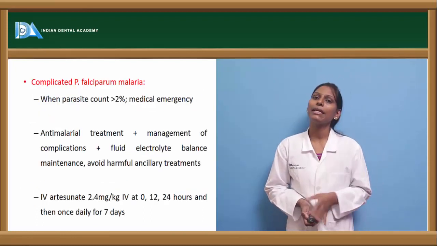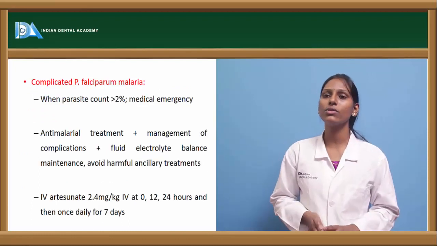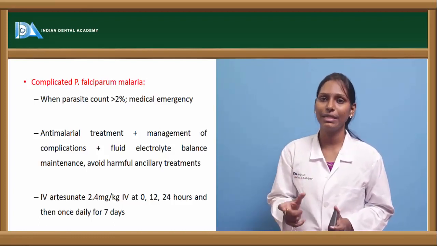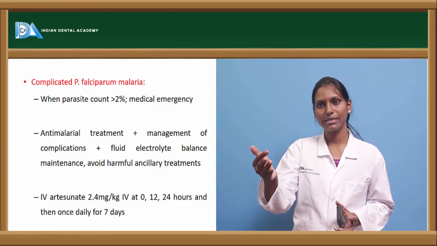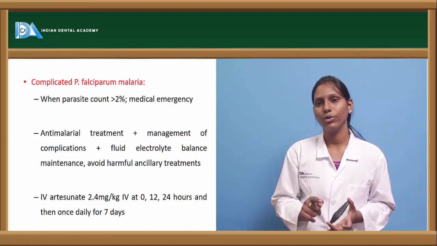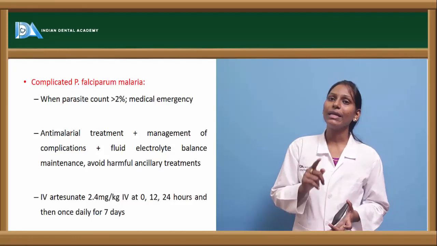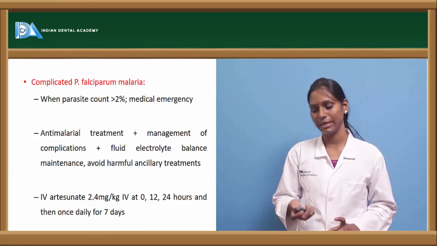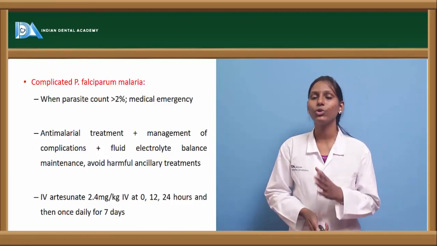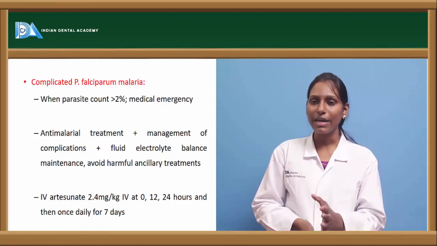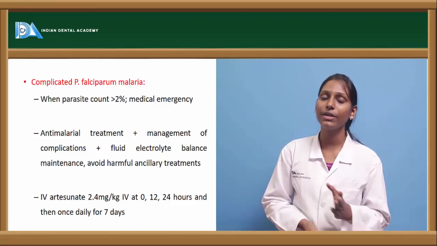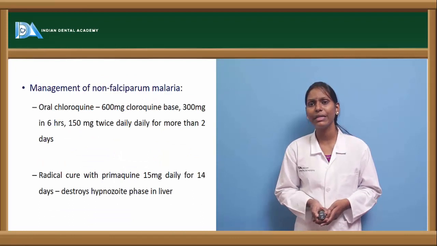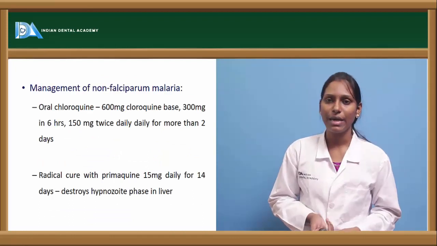Coming to complicated Plasmodium falciparum malaria, when the parasite count is greater than 2%, it is a medical emergency and has to be treated immediately. Anti-malarial treatment, which has been discussed earlier, plus management of the complications, is needed. Fluid and electrolyte balance has to be maintained, and any harmful ancillary treatments should be avoided. IV artesunate can be given at 2.4 milligrams per kg body weight at 0, 12 and 24 hours, and then once daily for 7 days. This will be helpful in treating complicated Plasmodium falciparum malaria cases.